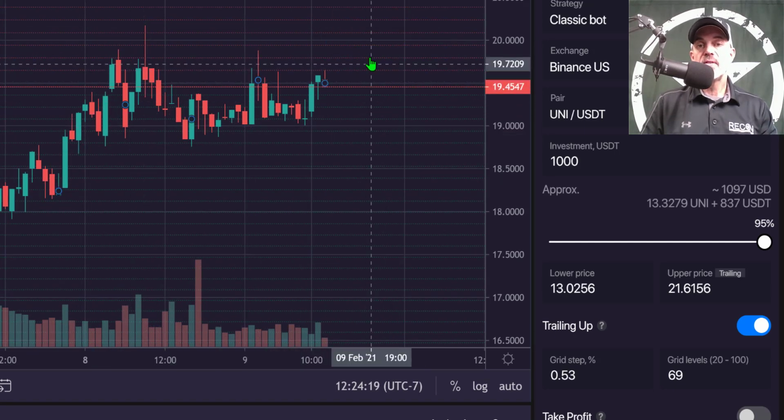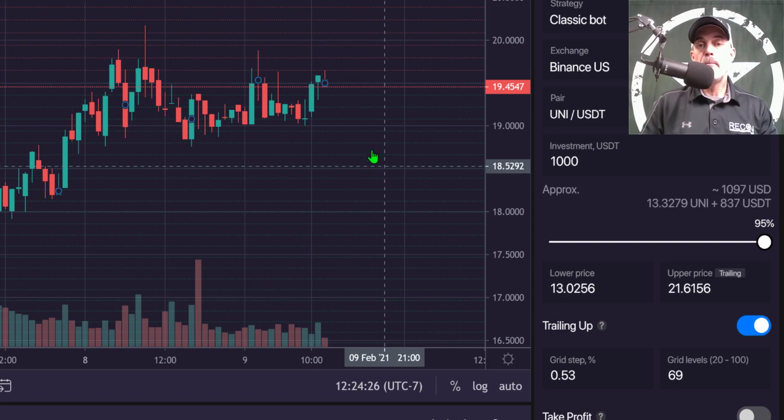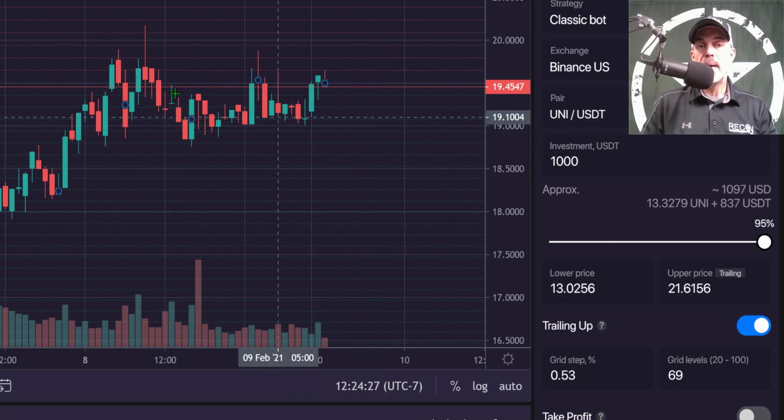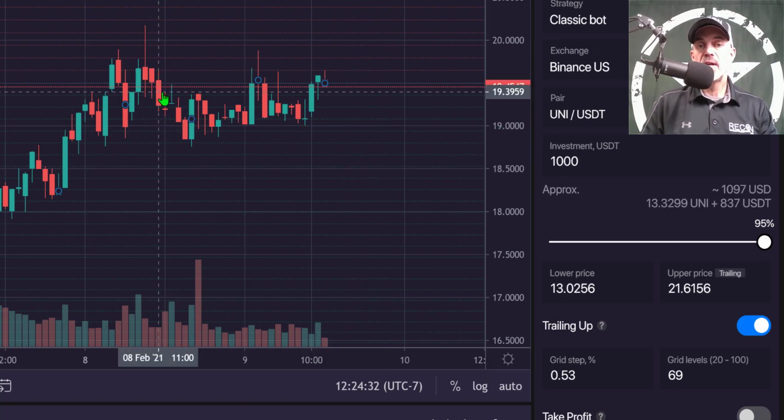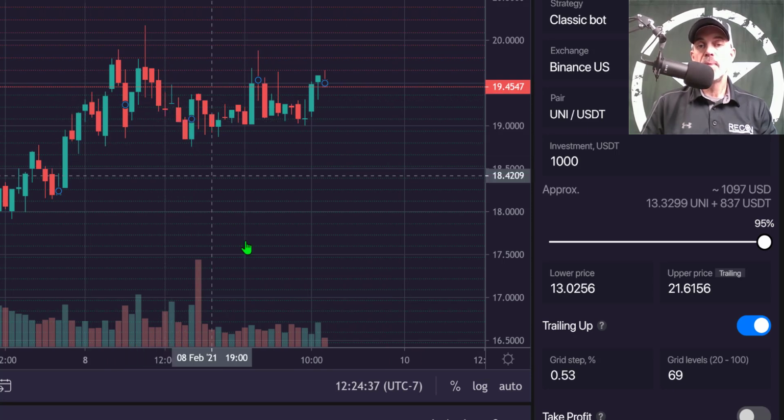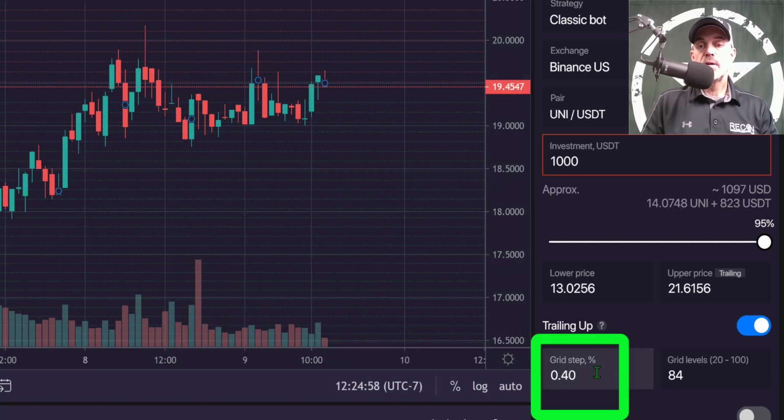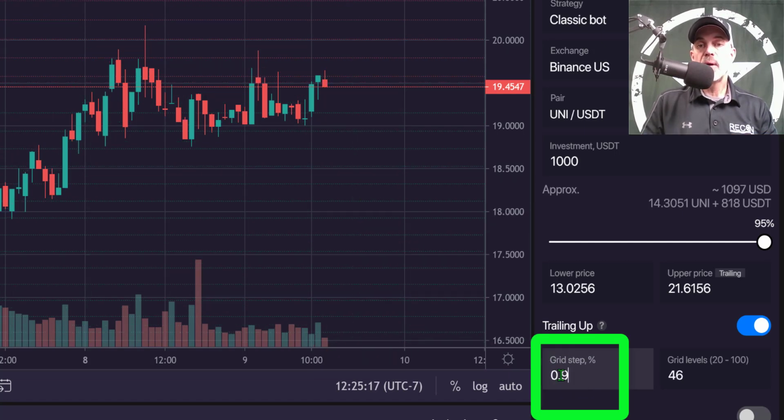Each red line represents a sell limit order. That's when you're taking profit. And then each green line represents a buy limit order. That's when you're buying that dip. Each time it hits one of these green lines, it's buying on a limit order that's already been predetermined by your grid spacing. And I typically shoot for a minimum grid spacing of 0.40%, and I'll go as high as 0.9%.